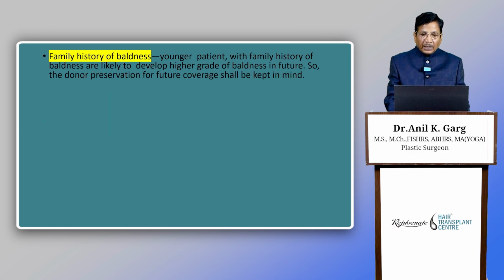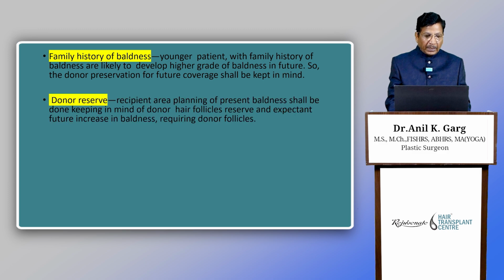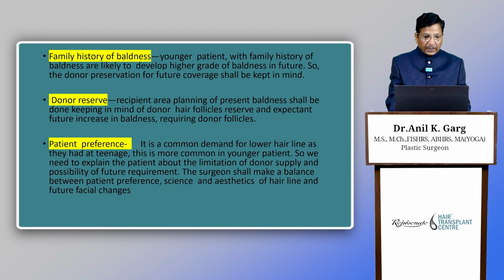The family history of baldness. The younger patient with family history of baldness are likely to develop higher grade of baldness in future. So the donor preservation for future coverage shall be kept in mind. The donor reserve, the recipient area planning of present baldness shall be done keeping in mind of donor hair follicle reserve and expectant future increase in baldness requiring the donor follicles.